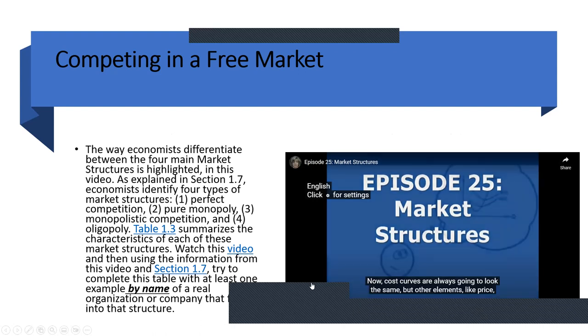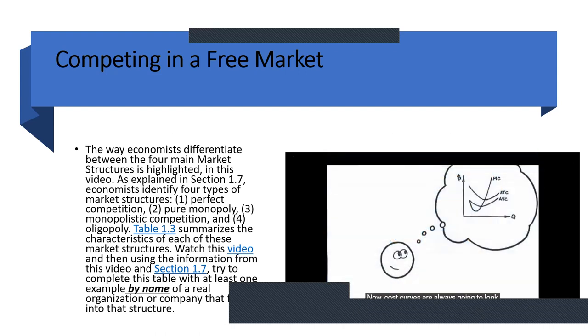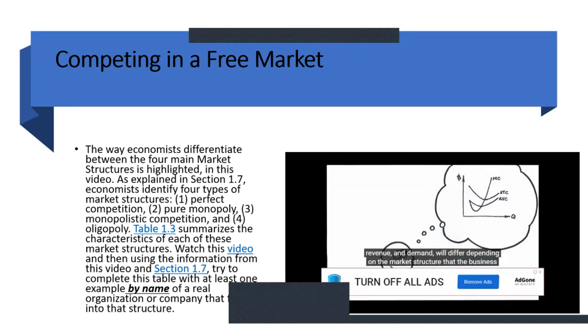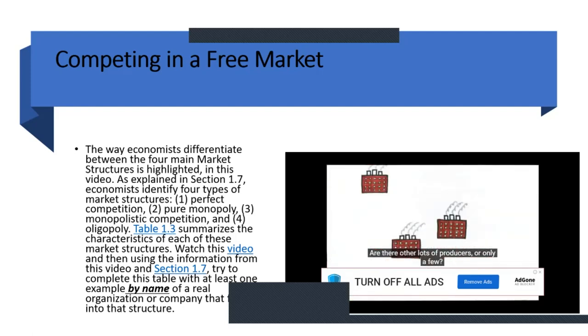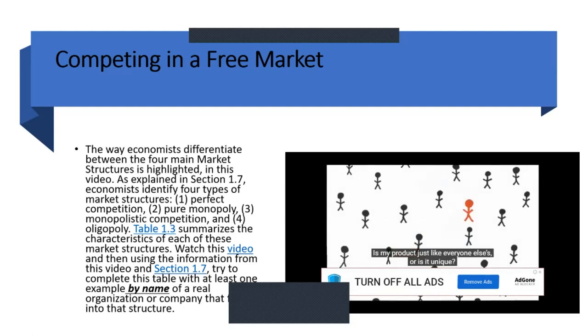Now, cost curves are always going to look the same, but other elements like price, revenue, and demand will differ depending on the market structure that the business operates in. Are there lots of producers or only a few? Is my product just like everyone else's or is it unique? The characteristics of a market will clue you in as to the type of market structure you're dealing with. Really, there's a continuum of market structures.